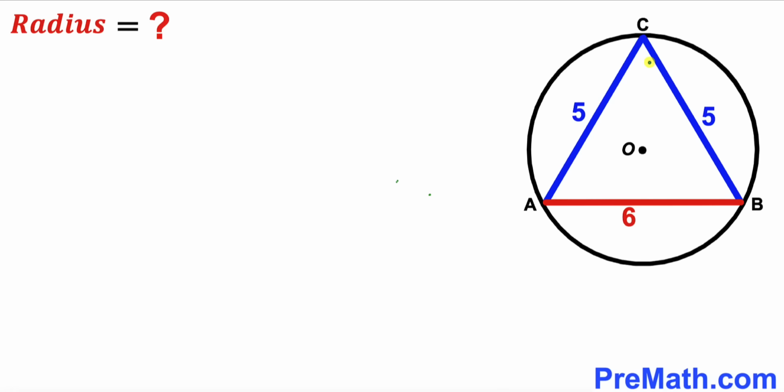Welcome to PreMath. In this video, we have this isosceles triangle ABC fully inscribed in a circle with center O, as you can see in the given diagram, such that the side length AB is 6 units, the side AC length is 5 units, and likewise the BC side length is 5 units as well. Now our task is to find the radius of this circle.